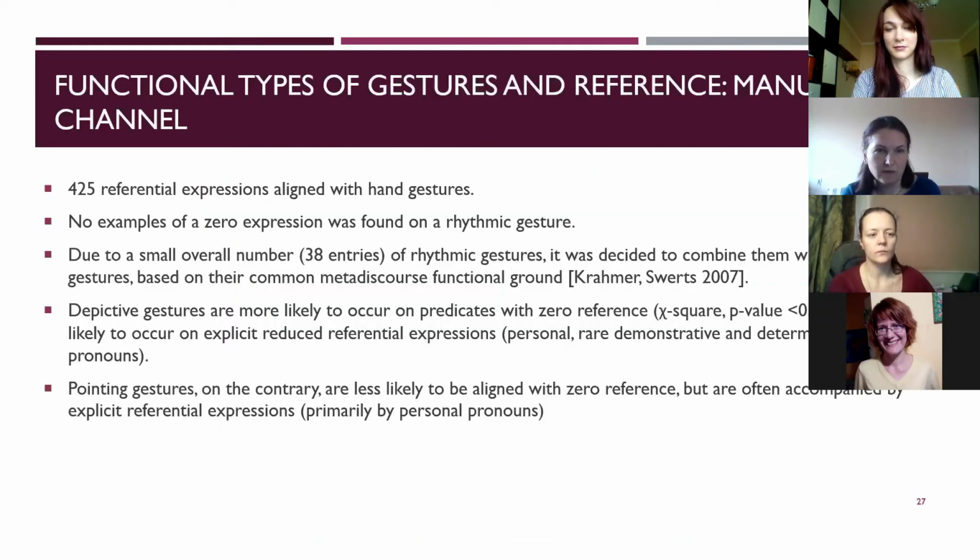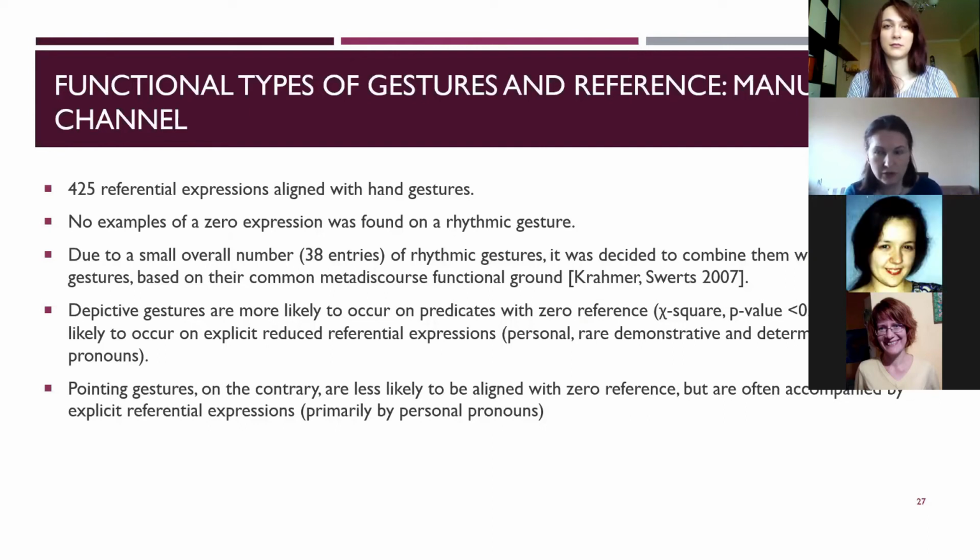Talking about manual functional type of gestures, we can see that for depictive gestures, they were most often combined with zero reference. And while pointing gestures were less often chosen for zero reference, but explicit reduced reference were more expected with them. We combined rhythmic and pragmatic gestures into one category, as rhythmic gestures were not met often enough to study them as a distinguished category.